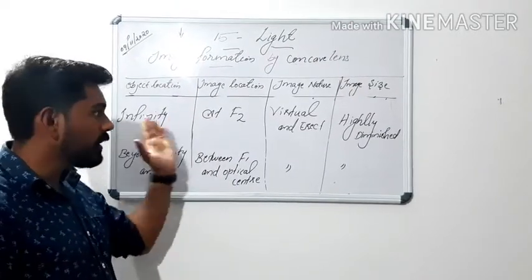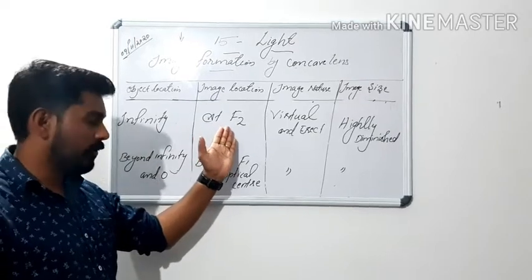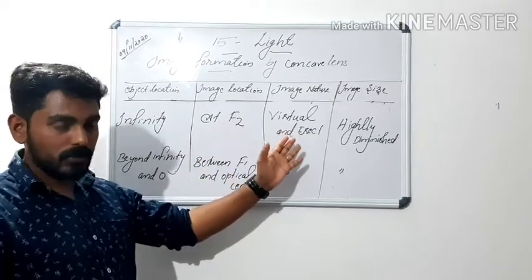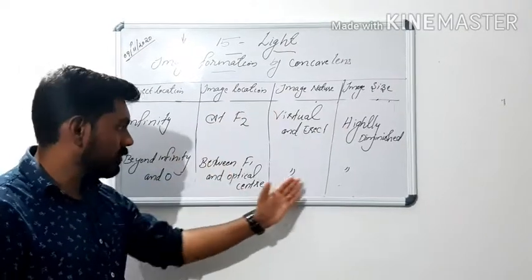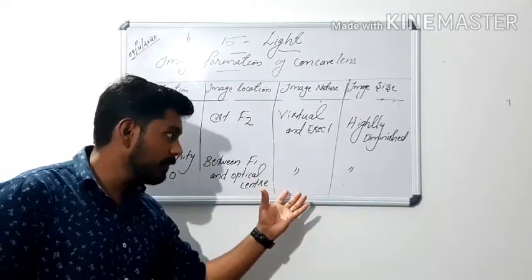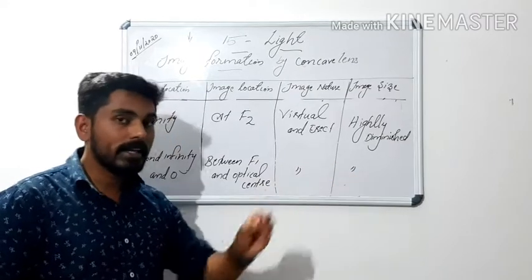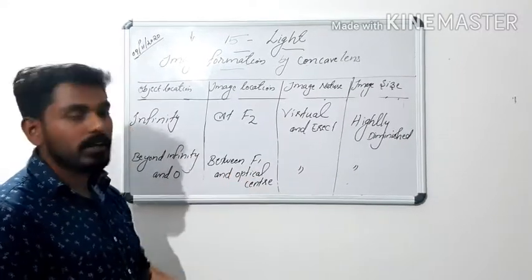When the object is at infinity, the image will be formed at F2, and it is virtual, erect and highly diminished. There is no change, it is diminished. Here also there is no change, the image will be virtual and erect and highly diminished. The position will be changed a little bit.